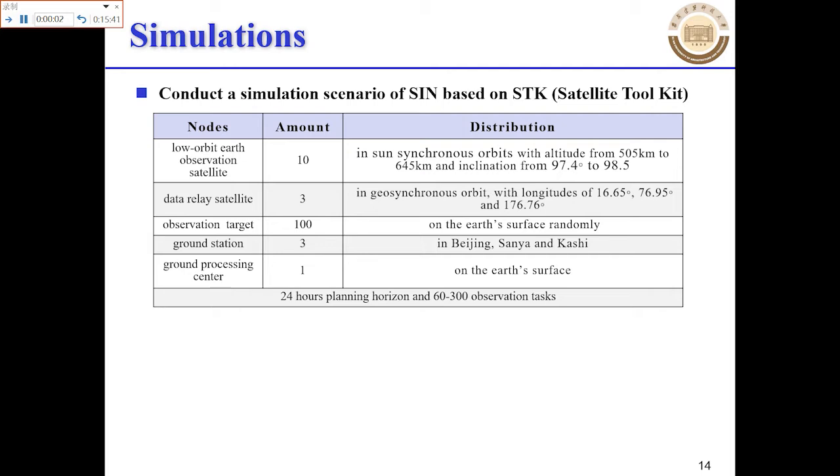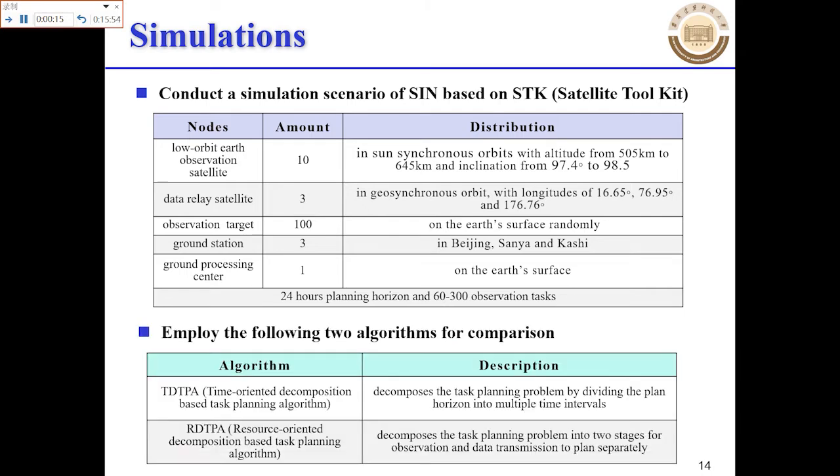In the simulation part, we conduct a simulation scenario of SRN based on STK software. The parameters of the scenario are shown in this table. Moreover, we conduct two algorithms for comparison, which are time-oriented decomposition based task planning algorithm and resource-oriented decomposition based task planning algorithm.